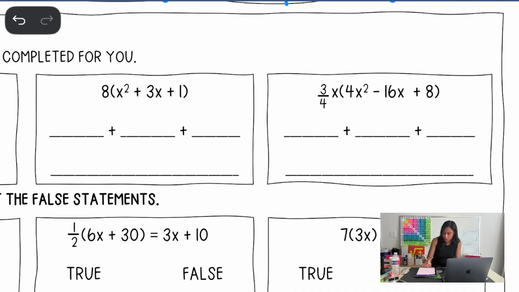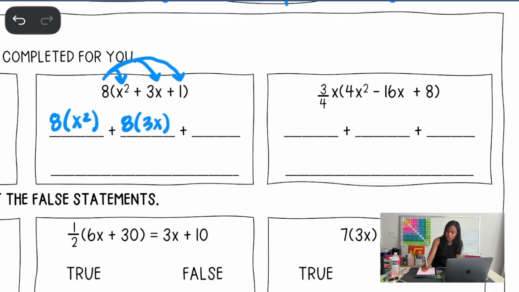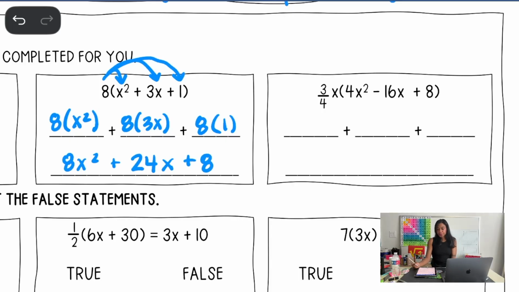Our first term to distribute is going to be x squared. So we're going to take 8 times x squared. Then we have that same factor 8 on the outside being multiplied to the next term in our second factor, so this is going to be 8 times 3x. And then we have plus 8 times 1. All right, that gives us 8x squared plus 24x plus 8. Beautiful.